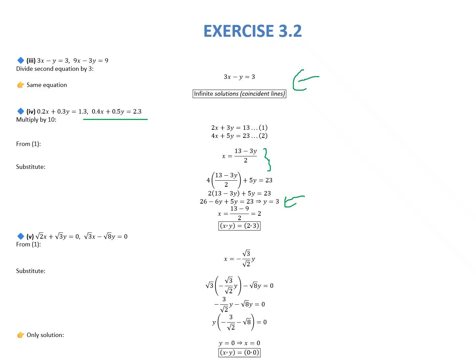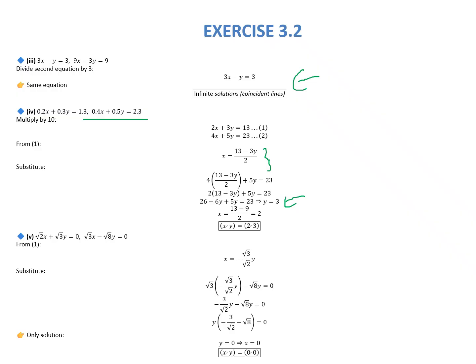Next equation: root 2x plus root 3y is equal to 0 and root 3x minus root 3y is equal to 0. Again, we'll follow the same logic. We'll keep x on the LHS and take everything to the RHS. So x is equal to minus root 3 upon root 2 y. We'll substitute this value into the second equation. So root 3 multiplied by minus root 3 upon root 2 y minus root 8 y is equal to 0.